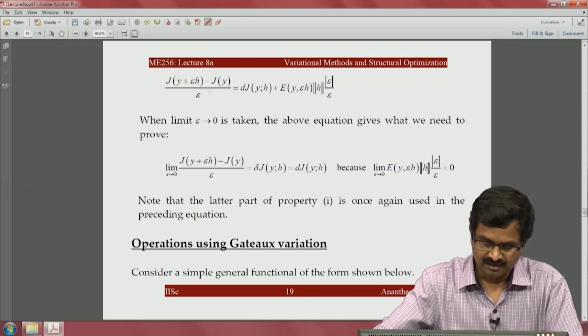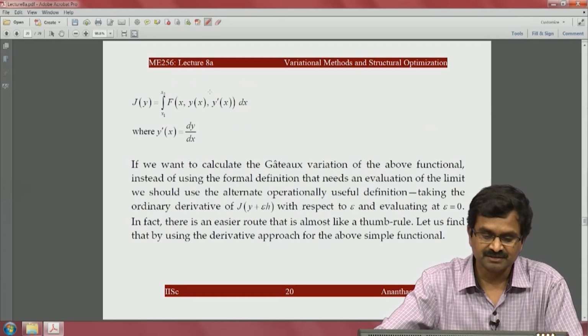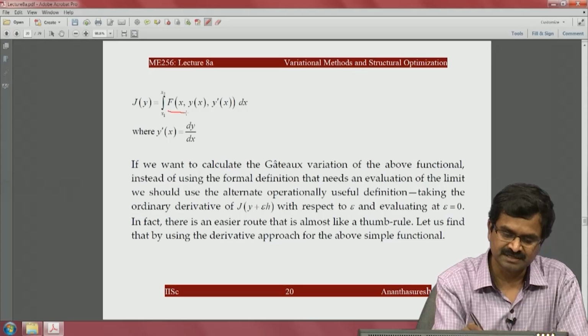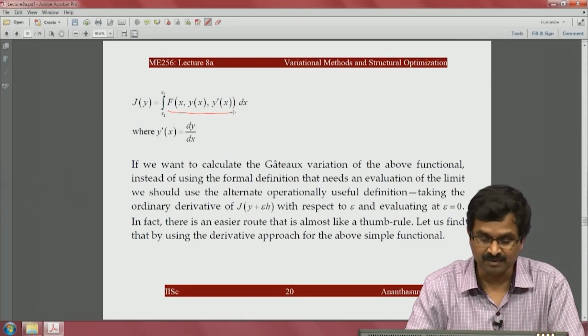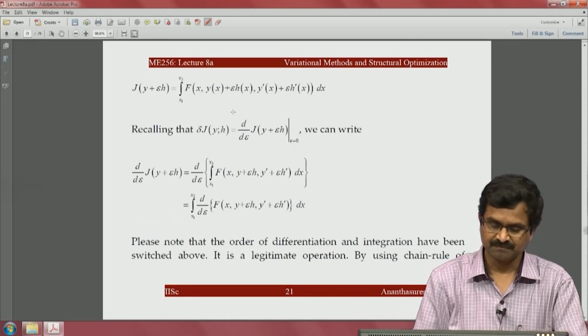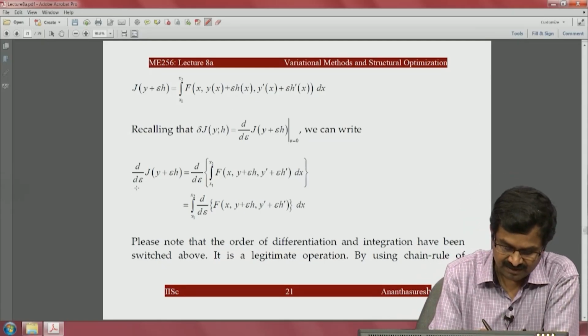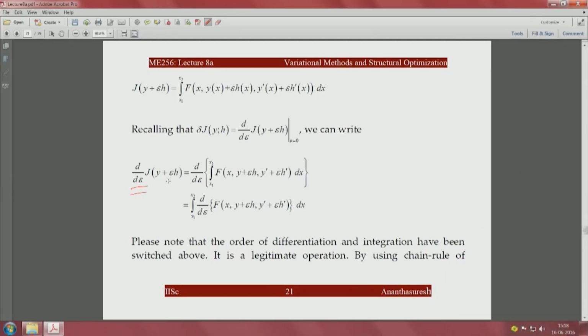Some operations that you can do with Gateaux variation, which we are going to discuss later. So, when you have a functional whose integrand depends on y of x and also y prime of x, we can actually do this, d by d epsilon of J(y + epsilon h). If you treat epsilon as a variable, then you are doing this, d by d epsilon of f, where y, you have substituted y + epsilon h, and where y prime, you are substituting y prime + epsilon h prime.